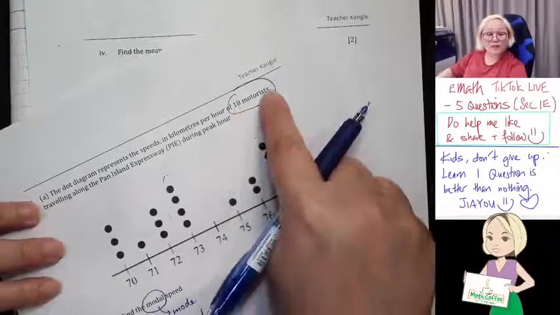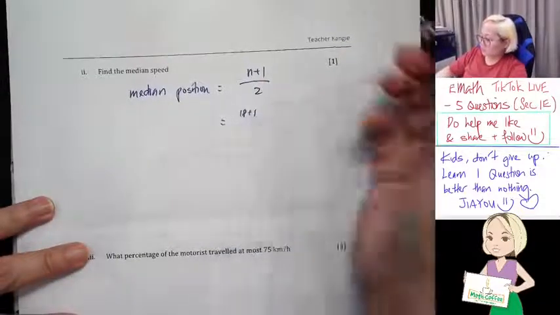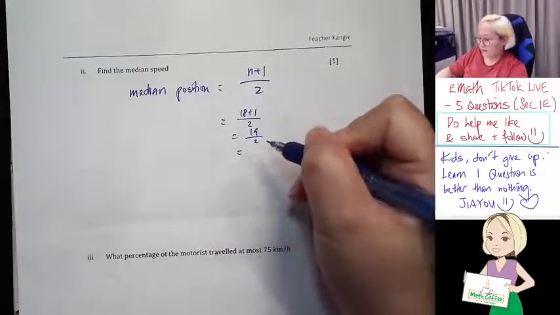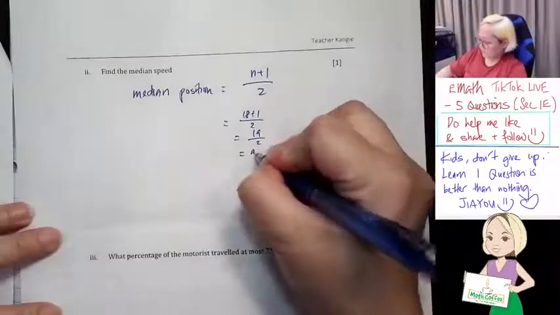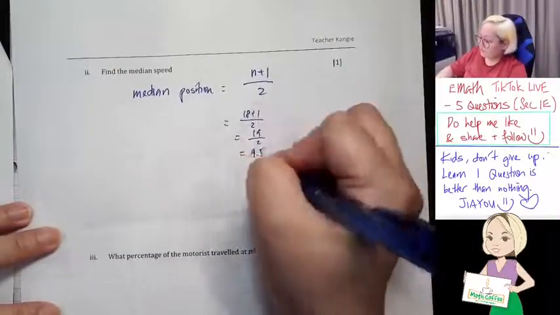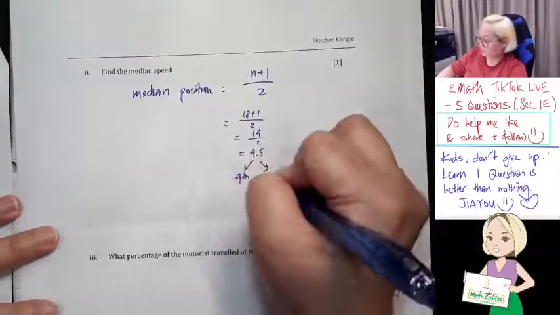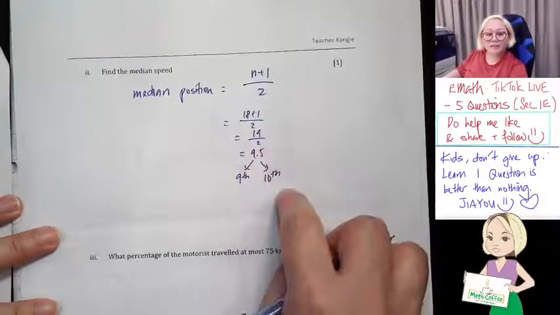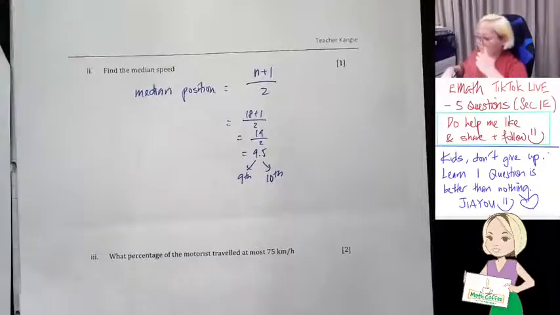So remember just now we have 18 motorists, means we have 18 data. So what I want you to do is 18 plus 1 over 2, which is 19 over 2, so you will have 9.5. When you have 0.5, it means you have two numbers sitting in the middle fighting for the middle position. So if it's 9.5, it means it's the 9th and the 10th position. So let's go to my data and see where is the 9th and the 10th.